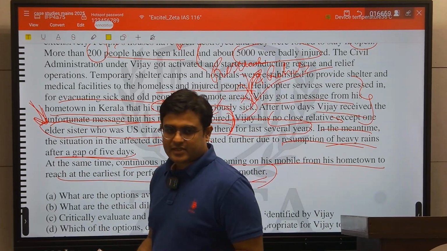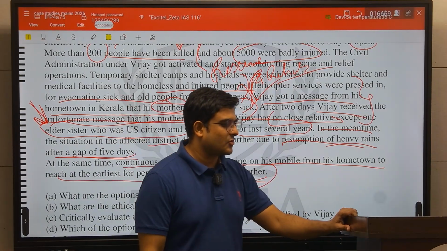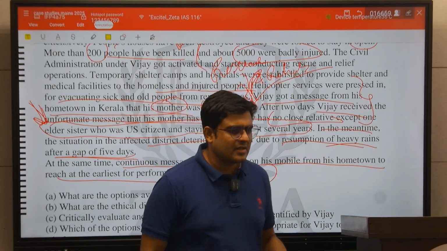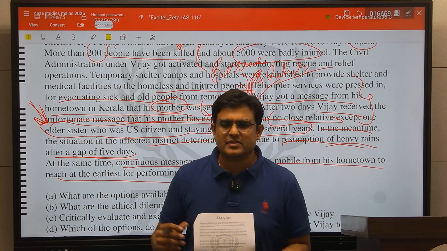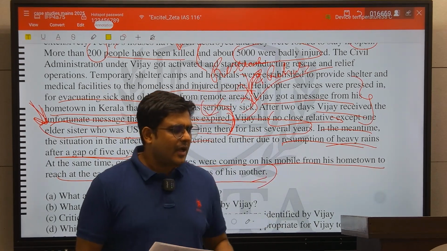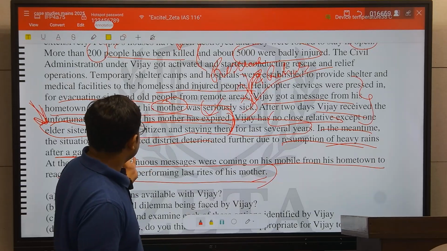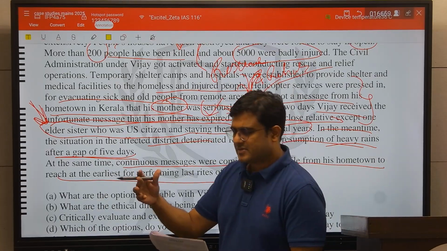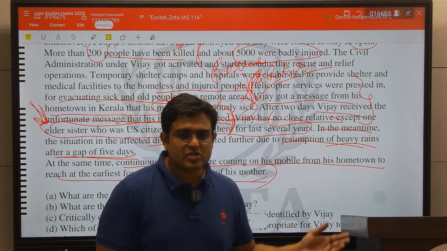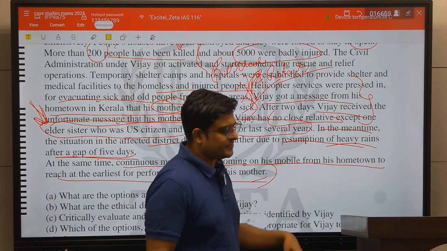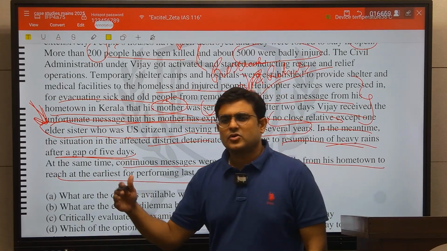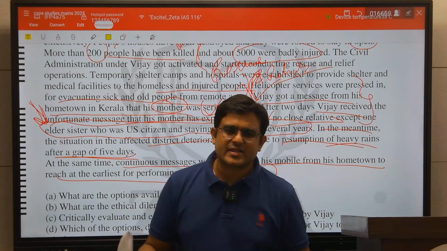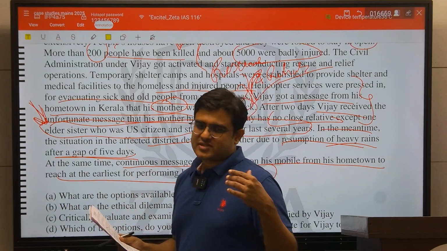So basically, the crux of the case study is that Vijay is working in the northeastern state where a cloudburst has happened. A lot of casualties, 200 people have died, 5,000 people are injured, but sadly his mother who stays in Kerala has passed away. Further, the situation may deteriorate due to resumption of heavy rains. So more tragedy in the northeastern state may happen in the coming days because heavy rains have resumed. And further, he's continuously getting calls from his hometown to perform his mother's last rites, and there are no relatives there, and his sister is a US citizen who's staying in the US.